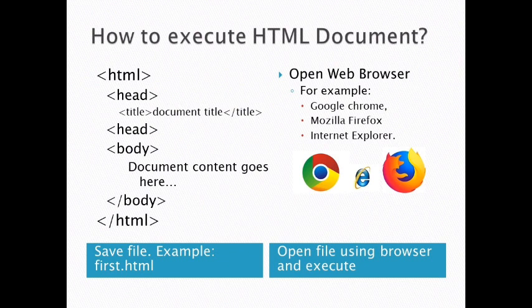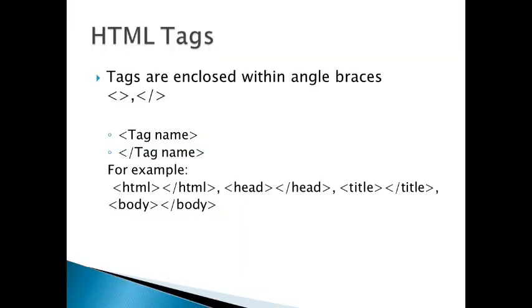Clear? Right. On the right side, can you see the open web browser? For example, there are many web browsers. These symbols are very familiar to you, isn't it? Google Chrome, Mozilla Firefox, Internet Explorer. So these are examples of a web browser. Only using a web browser can we execute an HTML program. Clear, students?